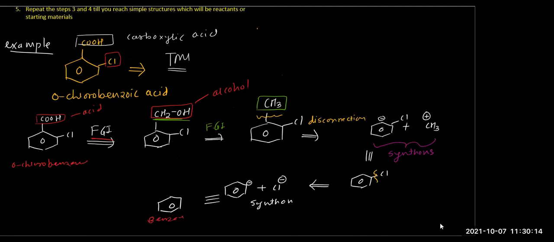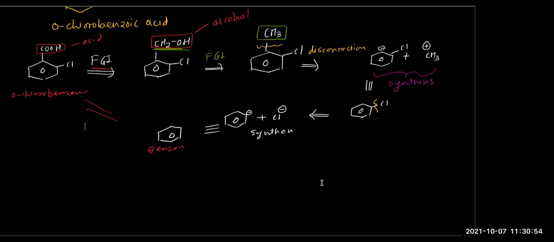This is by applying retrosynthetic analysis through different types of operations. Here there is no functional group to apply. In both the structures we get a very simple structure. This one is a very simple structure, or you can call it a reactant. So in this way we can disconnect molecules by applying retrosynthetic analysis.